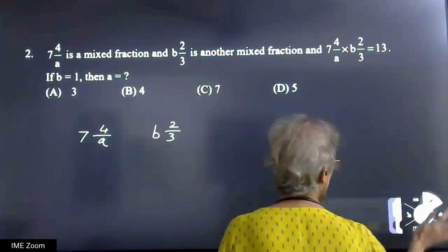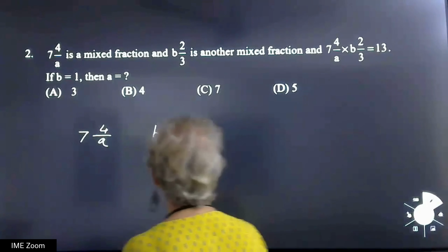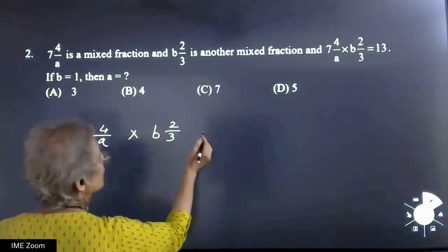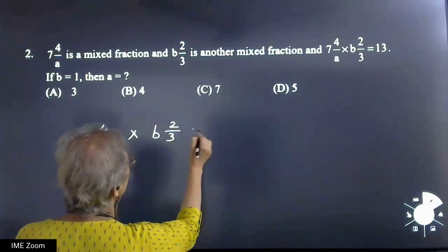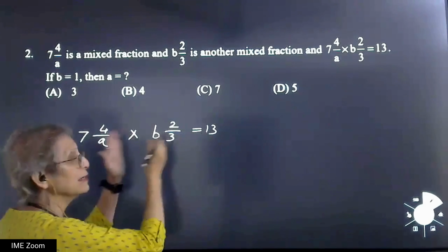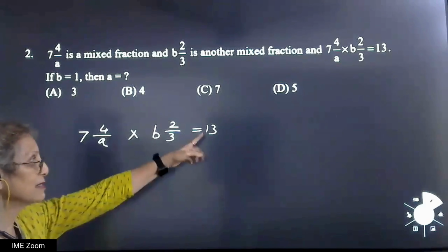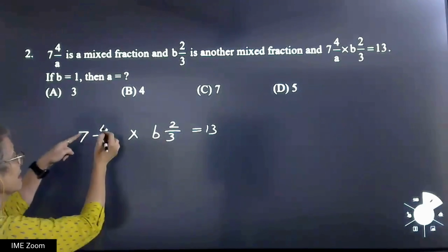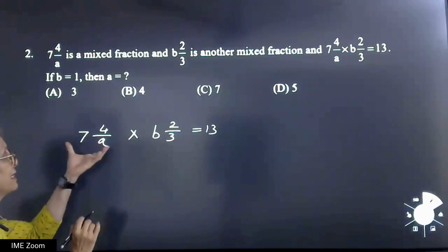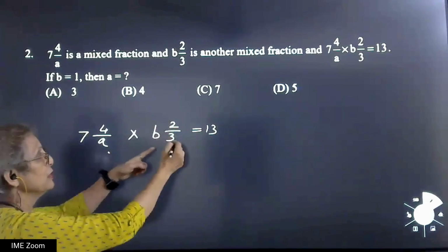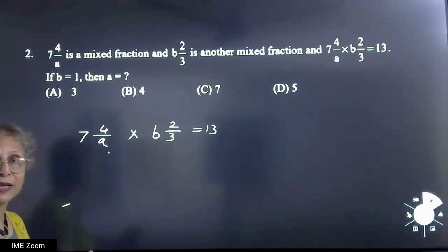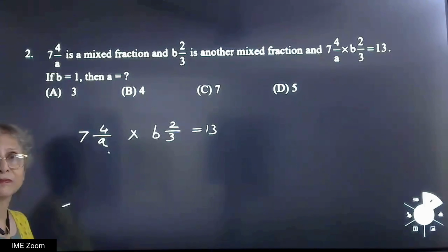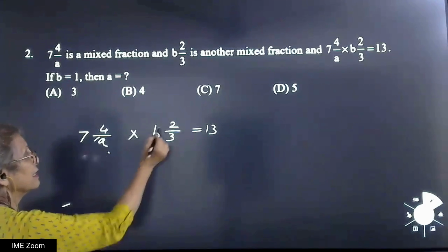Okay, so now we'll start our given sum. These are mixed fractions. Then the product of these two is equal to 13. Look here, even if they are fractions, the answer is a complete number, a whole number. That means this number is not divisible by a, that is why it is a fraction. This number is not divisible by 3, that is why it is a fraction. But if you multiply them, it is a whole number.